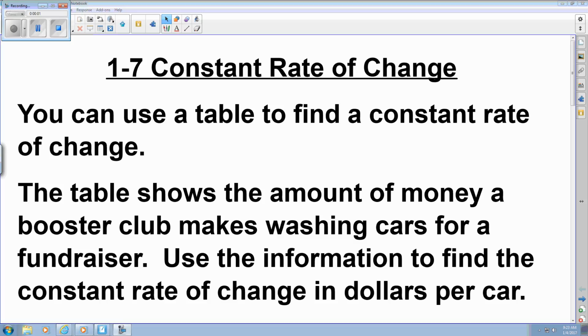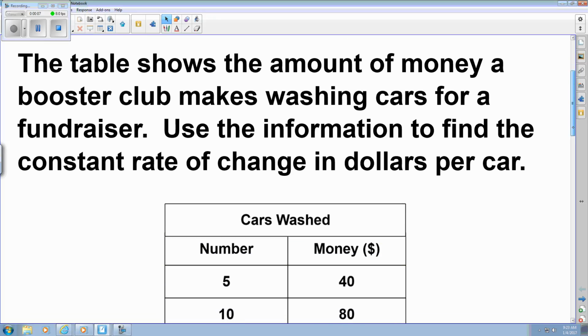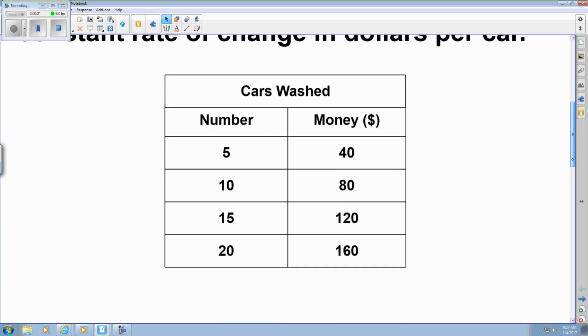Okay, so you can use a table to find constant rate of change, and this is how we're going to do our examples today. Our first example shows the amount of money a booster club makes washing cars for a fundraiser, using the information to find the constant rate of change in dollars per car.